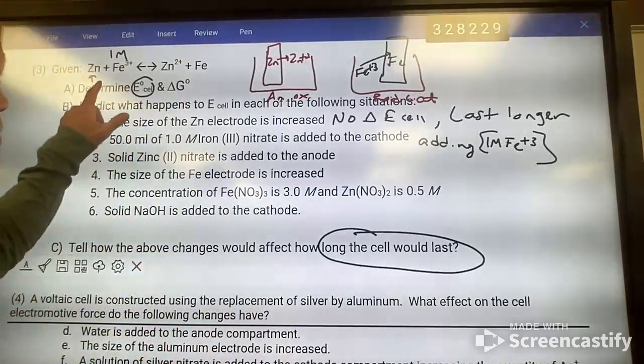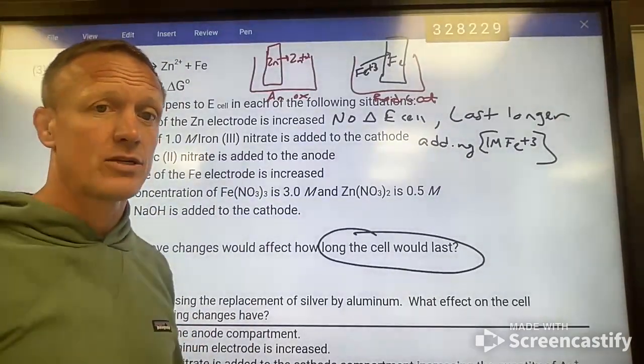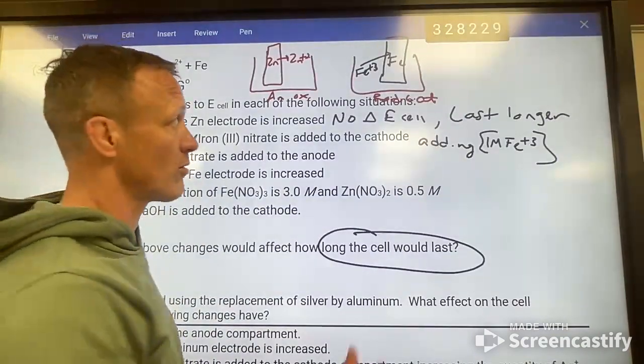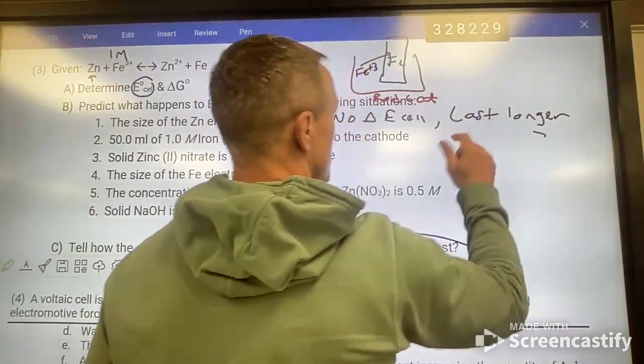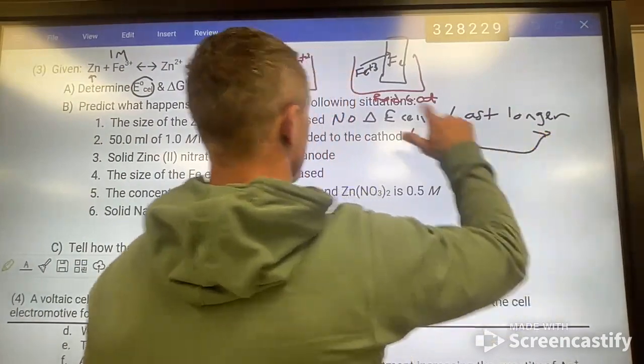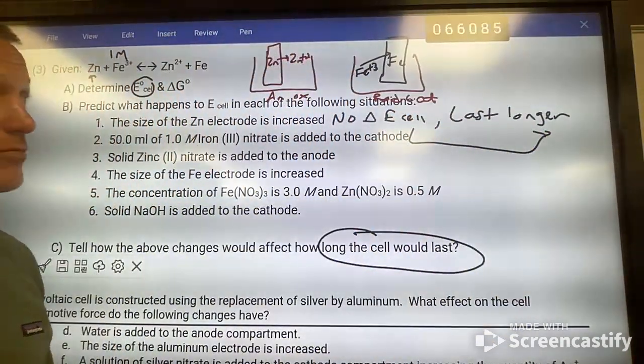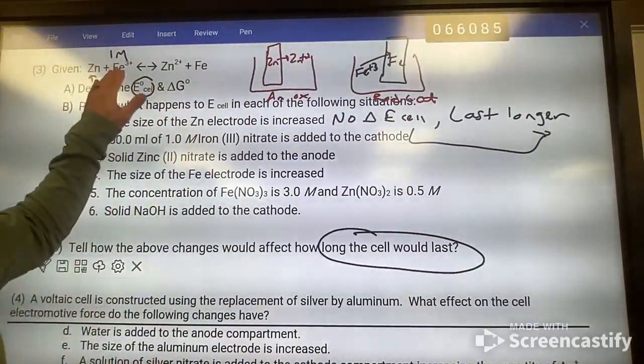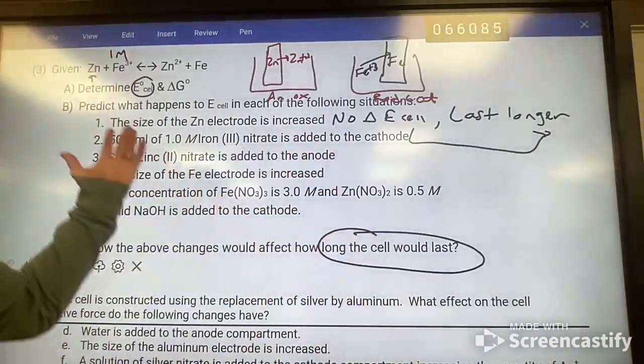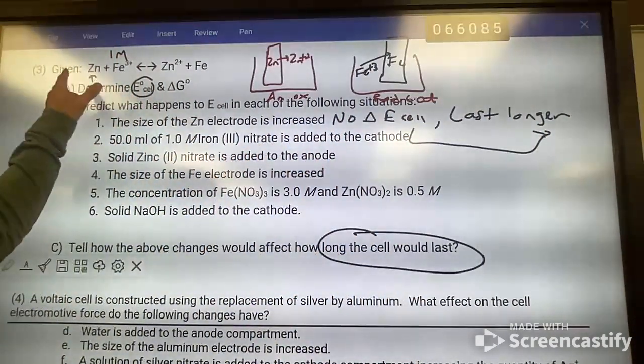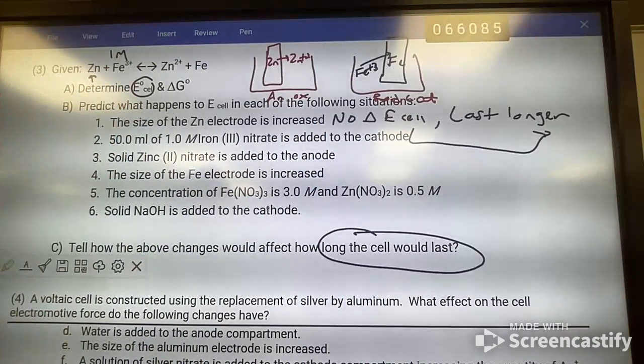But we did just add more iron ions. So adding more iron ions will make the cell last longer. So same thing as the first one. No change in the potential of the cell because it's the same concentration of iron ions, but the cell will last longer because we now have more reactants, more iron ions, assuming there's enough zinc to react.